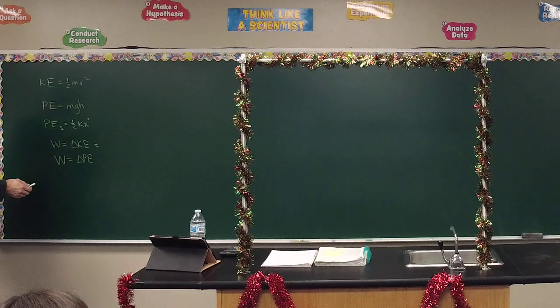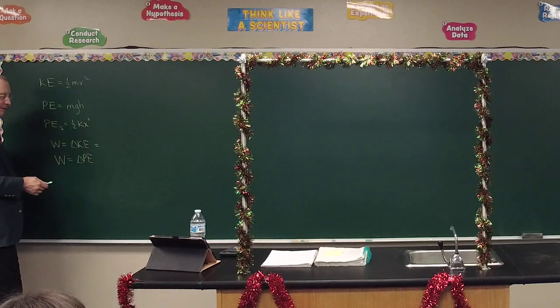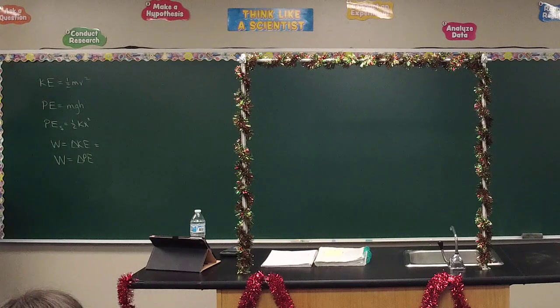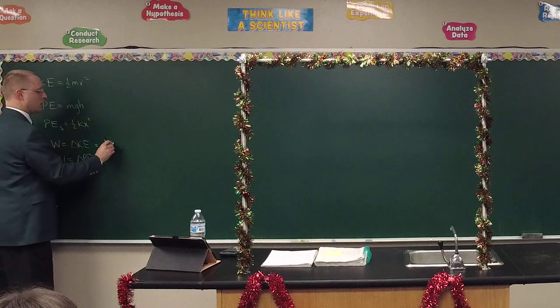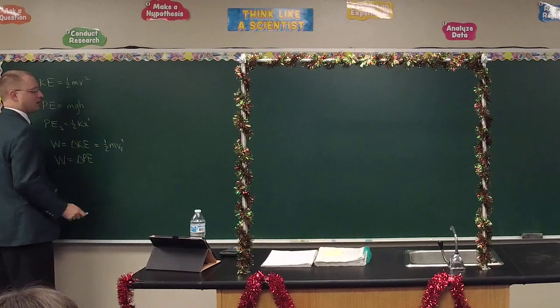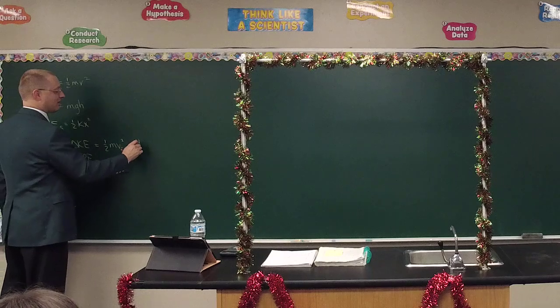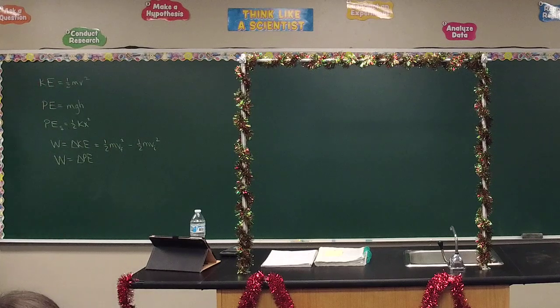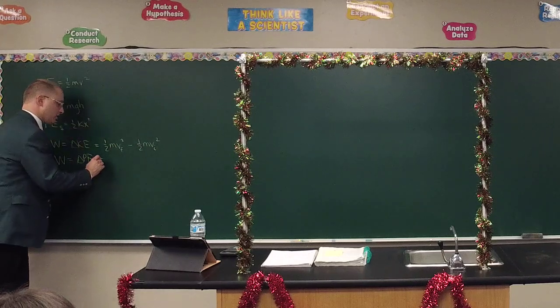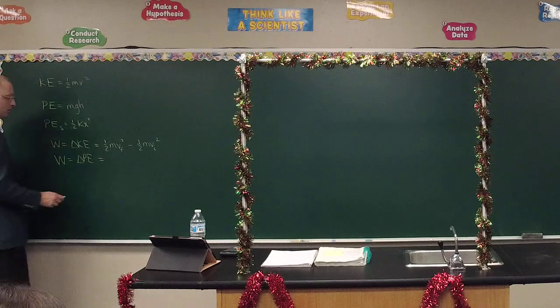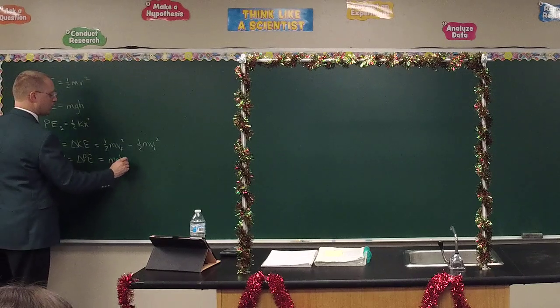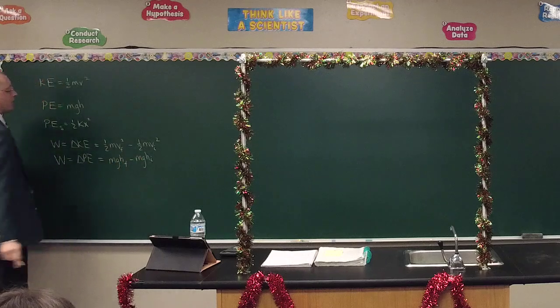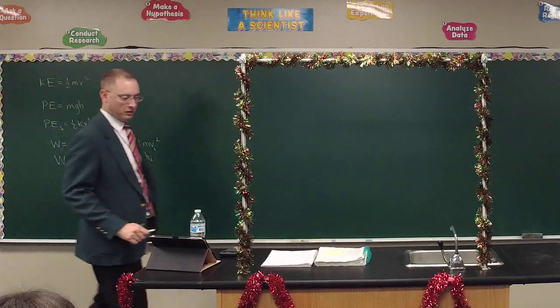Let's come back to Kendall. Remember, change, represented by this Greek letter delta, always implies a final minus initial. 1/2 mv squared, and then minus 1/2 mv squared. There we go. So 1/2 mv sub f squared minus 1/2 mv sub i squared. Similarly, a change in potential energy would be what, Michael? Mgh final minus mgh initial. There we go. And so we can find work using either one of those equations.